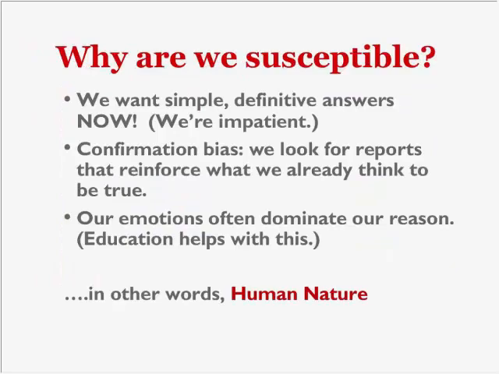So why are we so susceptible to this? You know, we like to think we're smarter than that, right? Well, it's human nature to want simple, definitive answers now. We're impatient. I mean, who has all day, every day to go track down the right information in the news? There's confirmation bias: we tend to think that things we already think are true, and so we look for reports that reinforce that, possibly unintentionally.